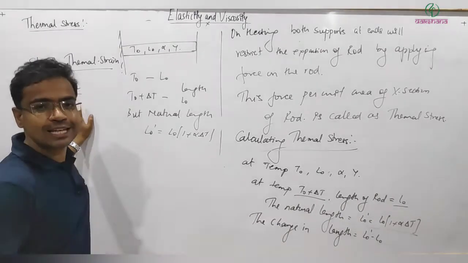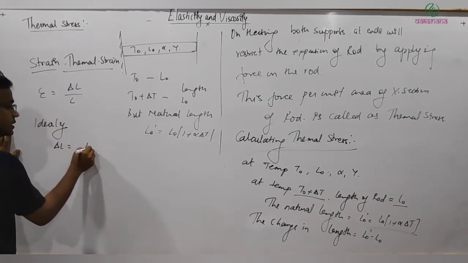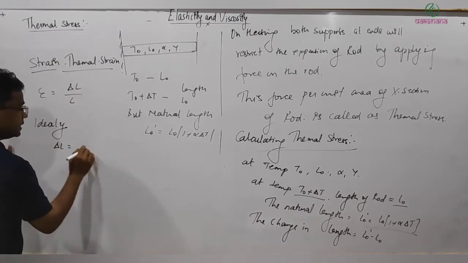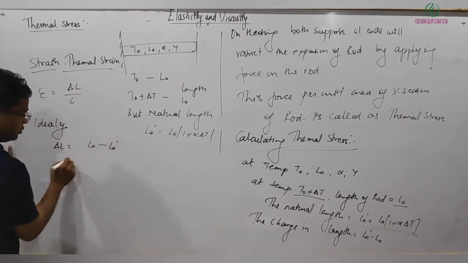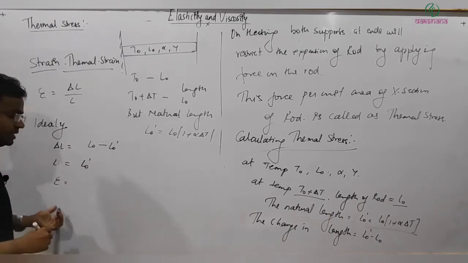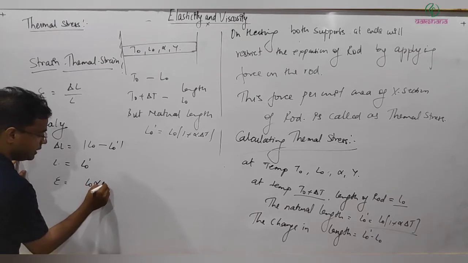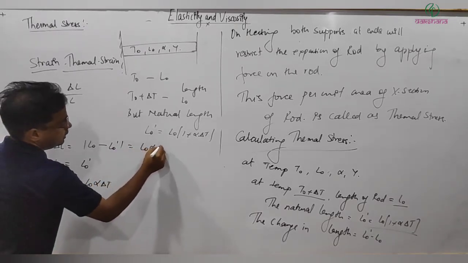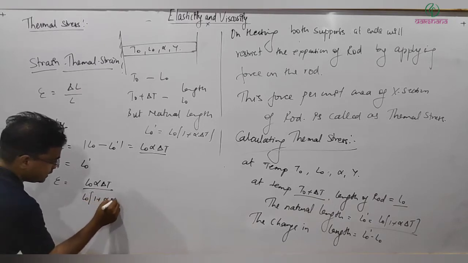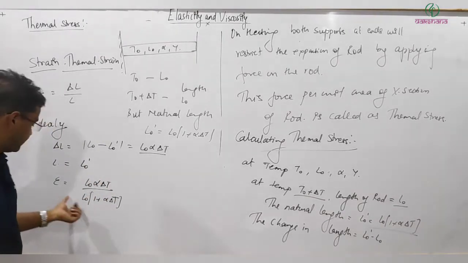Next, what should be this length here? Ideally delta L is L0 prime minus L0, or you can write it as L0 minus L0 prime, and L will be equal to L0 prime. Ideally I should write it this way, but we take magnitudes, so I will take the modulus. In this situation L0 minus L0 prime will be L0 alpha delta T, and L is L0 prime, that is L0 times 1 plus alpha delta T. Remember, ideally this is the formula for thermal strain.